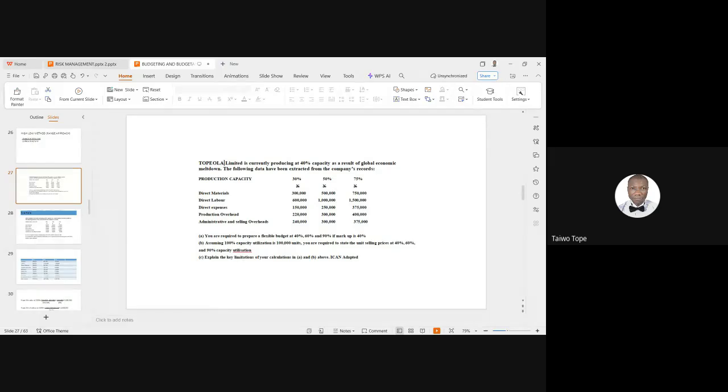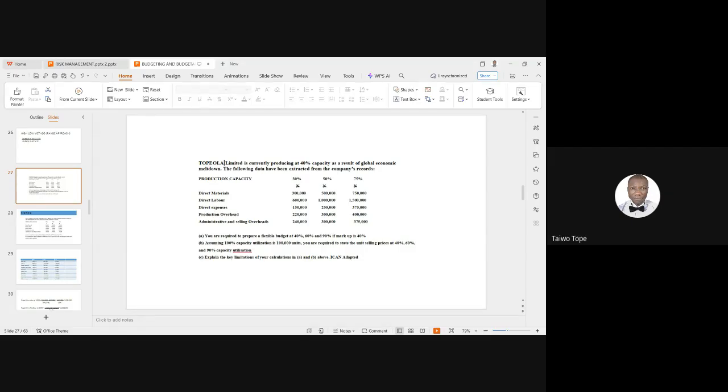So based on this question, we have two sets of costs. We have direct materials, we have direct labor, we have direct expenses, we have production overhead, we have administrative and selling overhead, with their various values for the various capacity levels of 30%, 50%, and 75%. I have a question at this point.